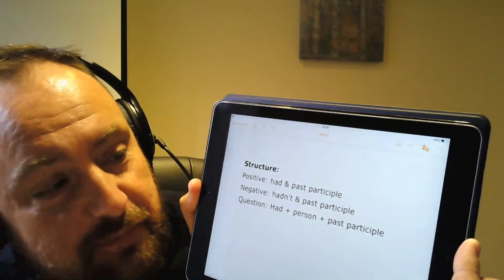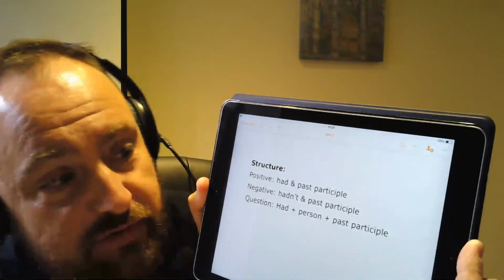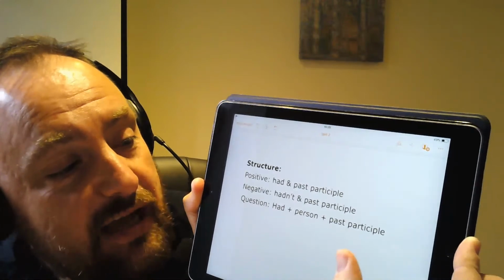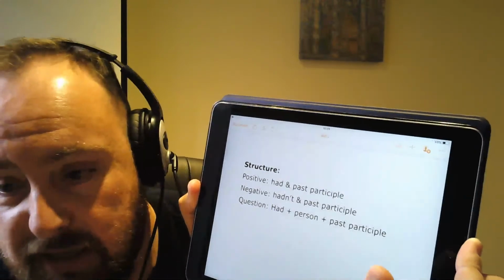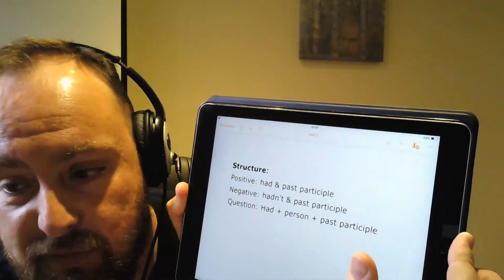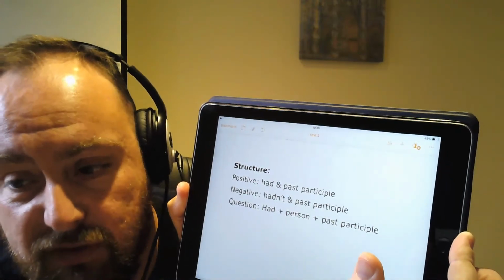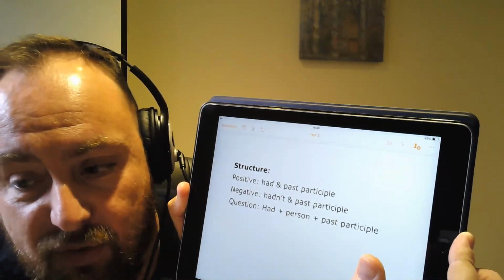Hadn't plus past participle. So we don't change it for the third person, obviously this time. And question: had plus person plus past participle. So there we've got the structure for positive, for negative, and for the question already, yeah?